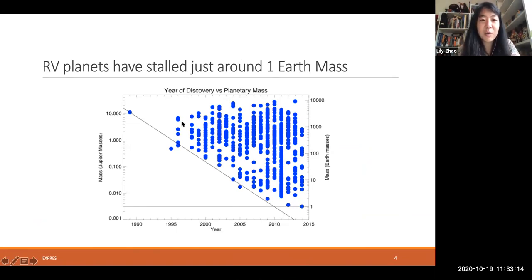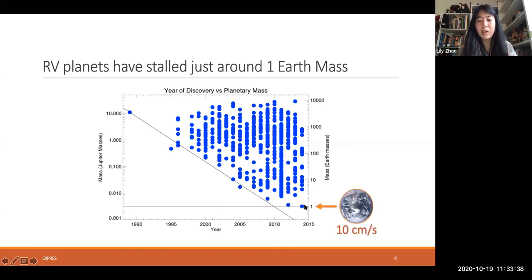RV discoveries have been pretty successful so far. You can see that the first planet, 51 Peg, was famously discovered by RVs. And ever since then, the detection limit, which is shown by this line here with year, has been going down and down and down until right around this 1 meter per second mark. And this is the level of 10 centimeters per second, which is the RV precision we would need if we wanted to discover an Earth-like planet.